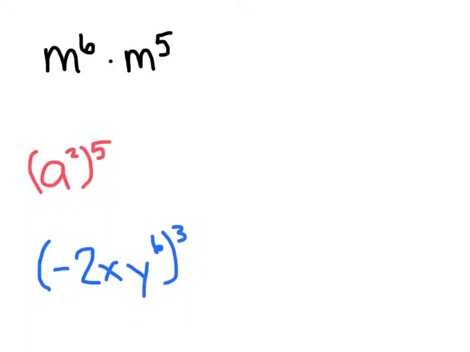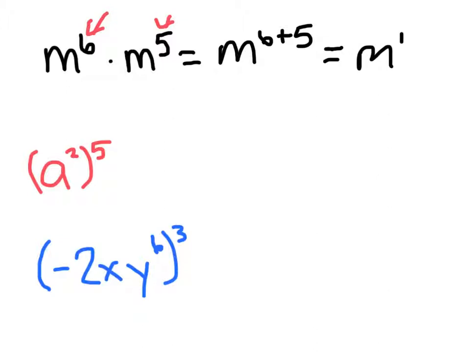This is Unit 7, and we're going to talk about rules of exponents. Okay, so we're going to start off with multiplication. When we have two numbers or two variables like m, and we're multiplying m to the 6th times m to the 5th, our rule is that we take the exponents and add them. So you're essentially doing m to the 6 plus 5, which equals m to the 11th.